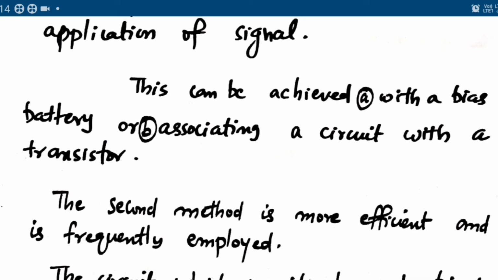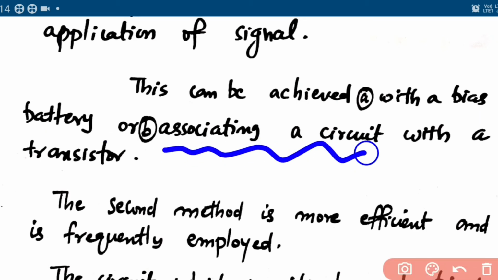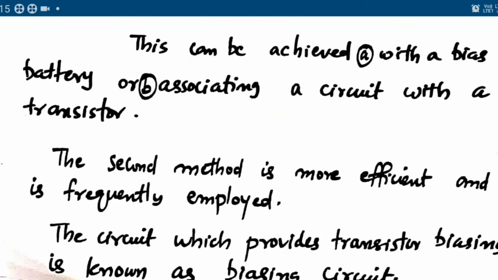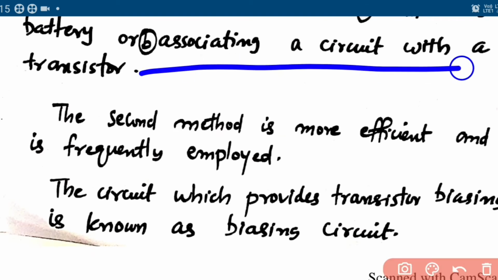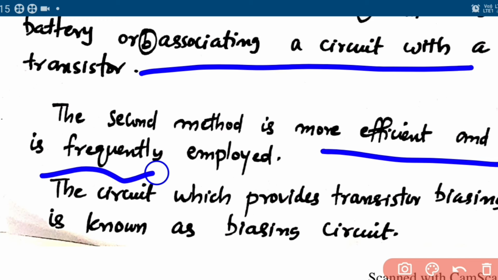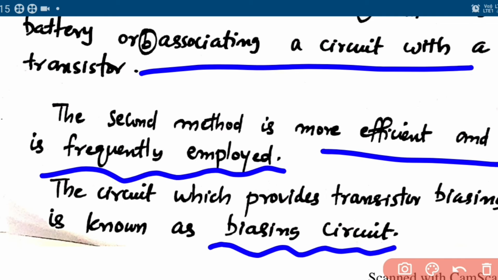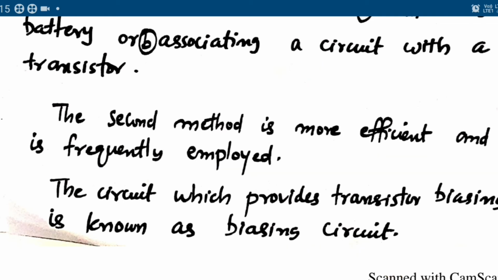The second method is by using a circuit, associating a circuit with a transistor. So instead of using batteries, that is costly, we use a circuit for biasing the transistor. This second method is more efficient and is frequently employed. The circuit which provides this is known as the biasing circuit, and there are different biasing circuits available.